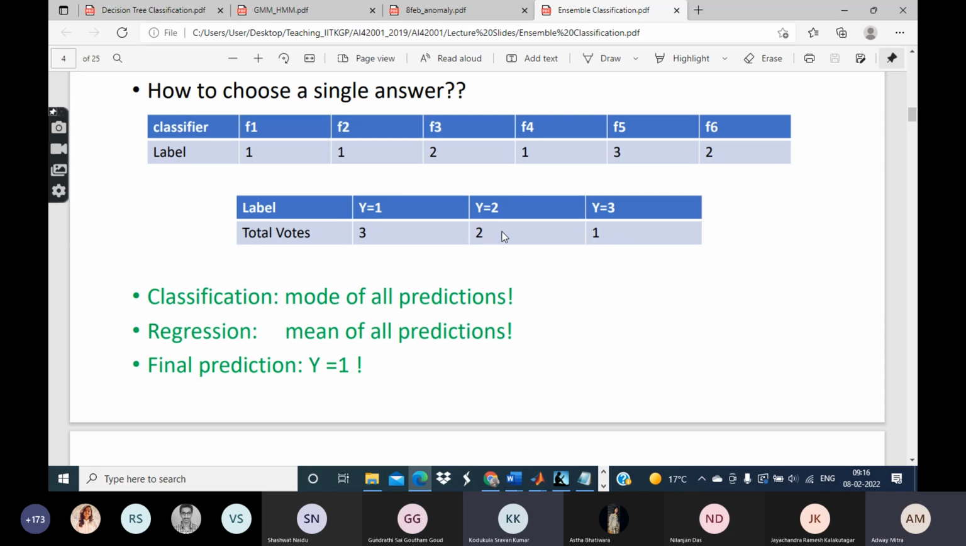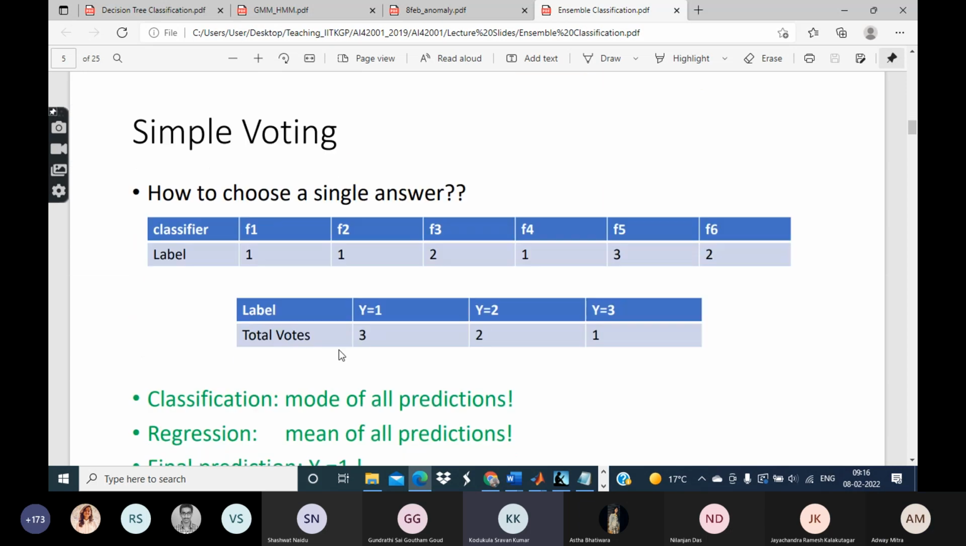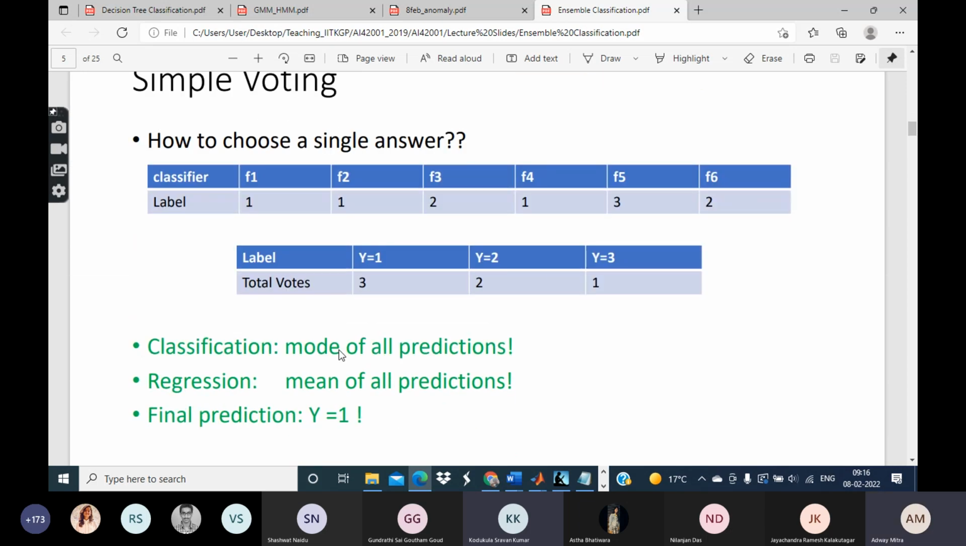So you can understand that label 1 is the mode of all these predictions. It has got 3 out of the 6 votes. So your final prediction is y equal to 1 in this case. That's what you call simple voting.